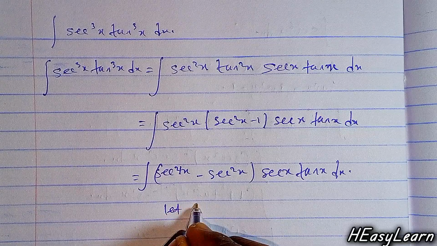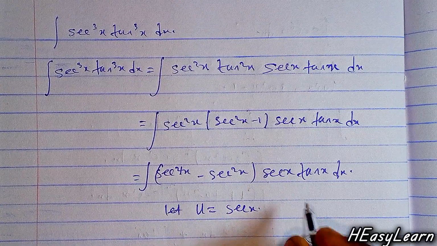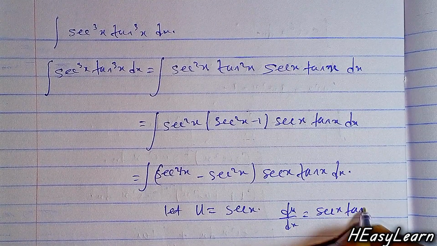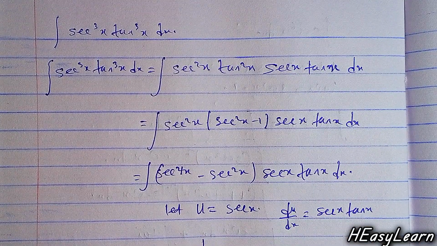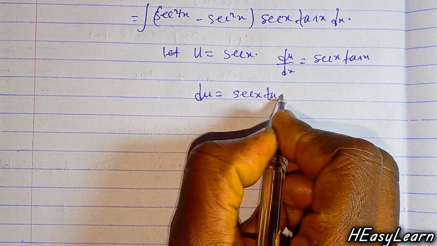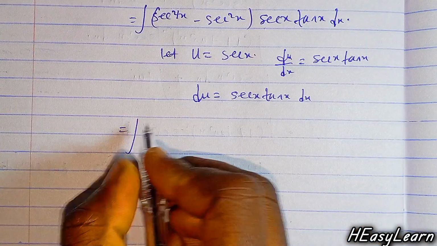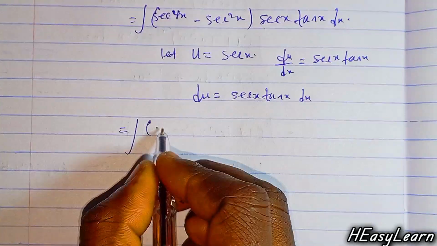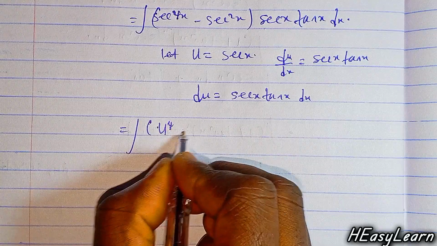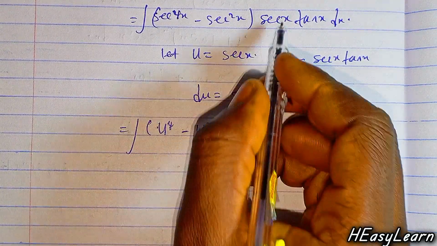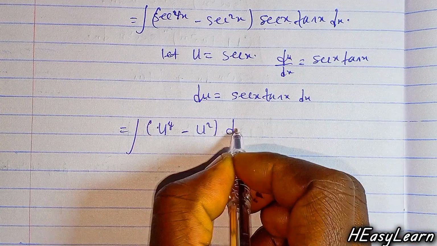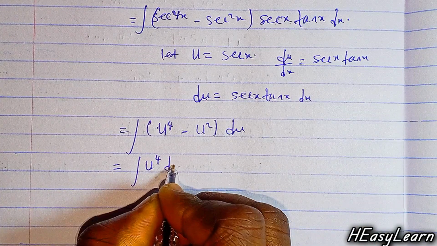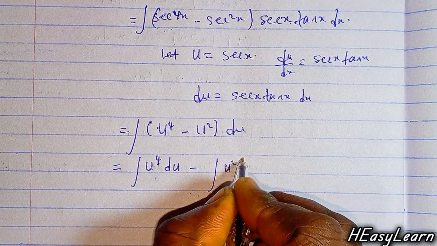From here, you now let u equal sec x, then du over dx is equal to sec x tan x, and du will be equal to sec x tan x dx. So from above, sec 4x is now u to the power of 4, minus u squared, then sec x tan x dx is now du. The integral of u to the power of 4 du minus u squared du.